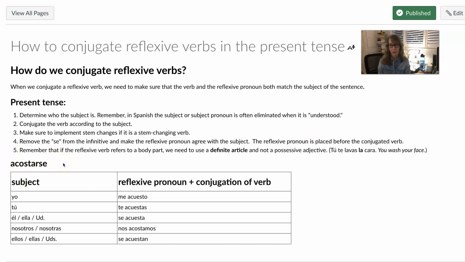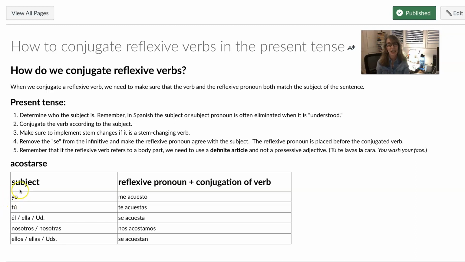This reflexive verb is a stem-changing verb. On the left, we have the subjects. And on the right, we have the reflexive pronouns that agree with the subjects and the conjugation of the verb. So let's conjugate this verb together.